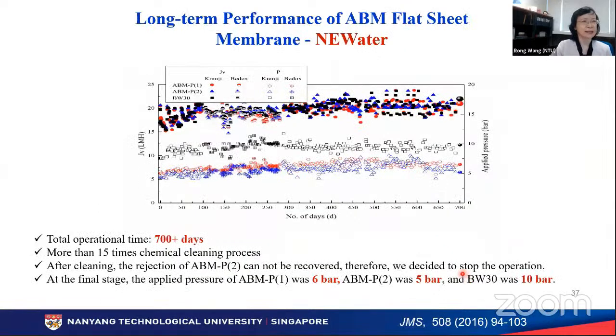We did the testing using real feed water from the NEWater plant, running over 2 years. We compared with the commercial membrane BW30. Our membranes operate at the same water flux of 20 LMH, but the commercial membranes need to operate at 10 bar pressure. Our membranes only need 5 to 6 bar operating pressure. So these results are very encouraging.